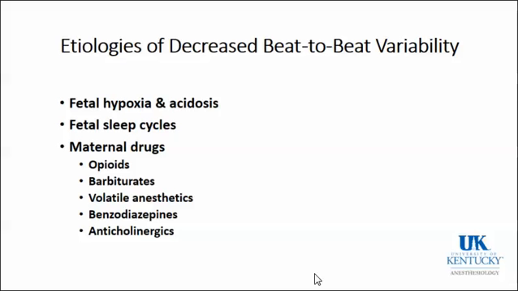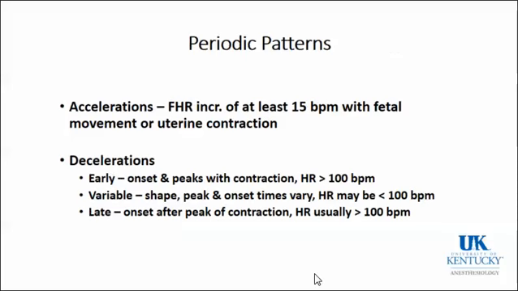Etiologies of decreased beat-to-beat variability. The reason it's such a sensitive indicator is that a common reason for decreased variability is fetal hypoxia and acidosis. That's what we get concerned about when we see a flat tracing. But we also have to realize there are other things that can also decrease that variability, including a fetus that's sleeping, and most importantly, several drugs that we as anesthesiologists may give to mom that can affect beat-to-beat variability, including opioids, including if you give a bolus dose of opioid through an epidural, barbiturates, your volatile anesthetics, benzodiazepines, anticholinergics. They can all decrease beat-to-beat variability.